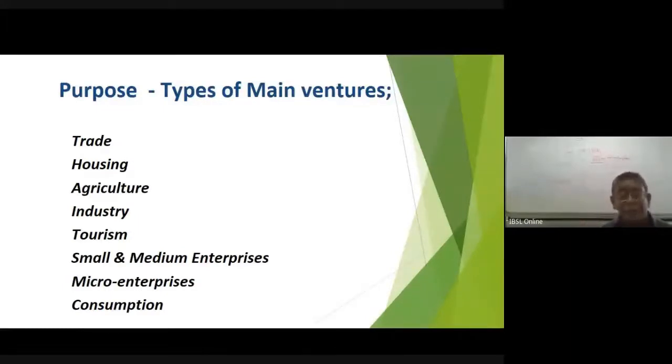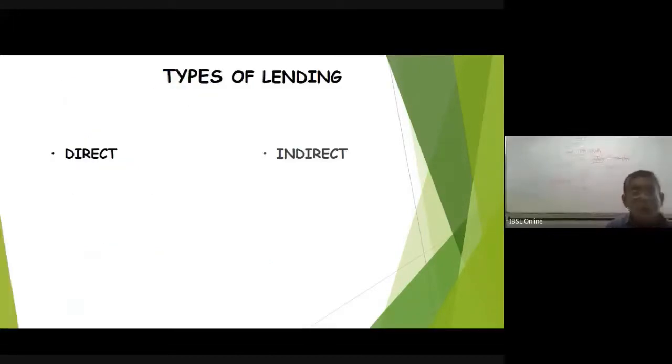So people are borrowing money from the banks for various reasons. Okay, let's look at it now. There are two types of advances. Now in your handout they put advances. You can also call it types of lending, which is ideal rather than types of advances.